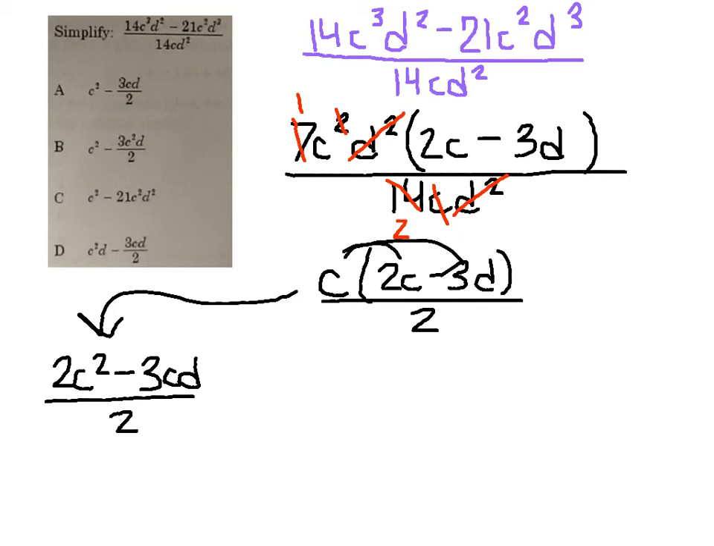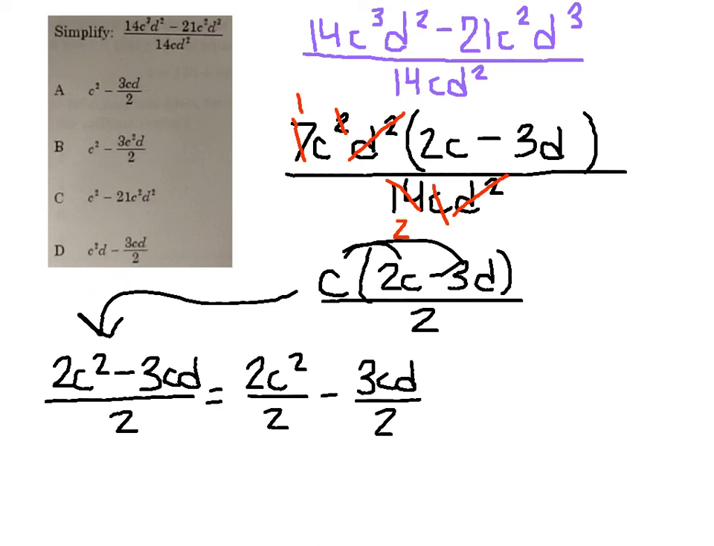Now, you notice how every answer that's given to us is broken up. There's not one big fraction bar like this. There's a subtraction sign between each one. We're going to have to break it up. We can break these two up into a fraction, and these two up into a fraction. So this is the same thing as 2C squared over 2 minus 3CD over 2. So it's starting to look a little bit more like the answer choices we have here.